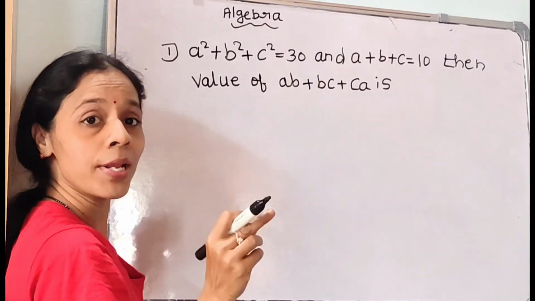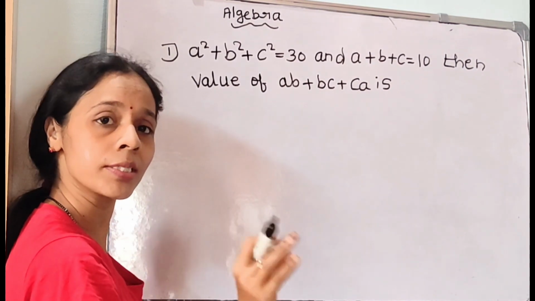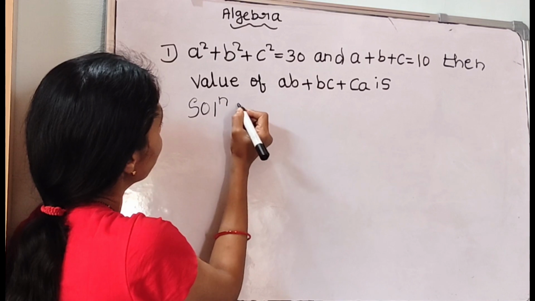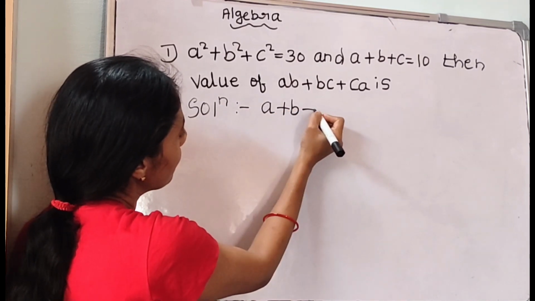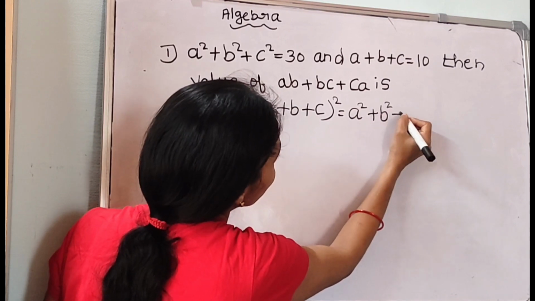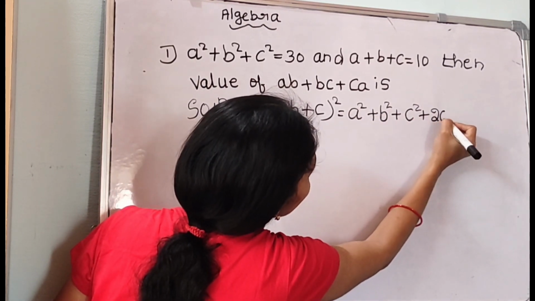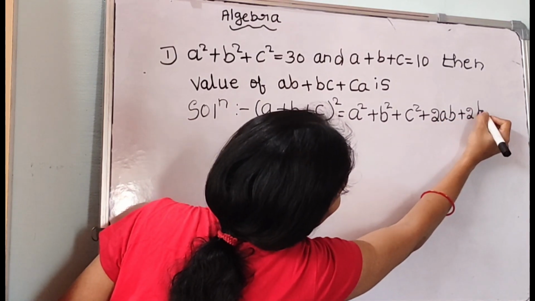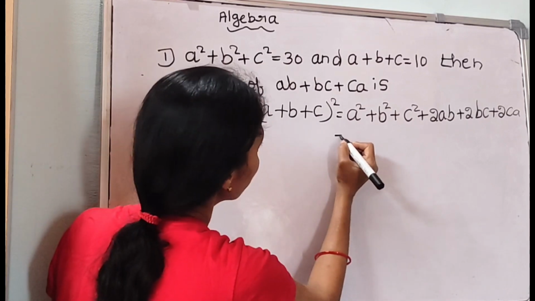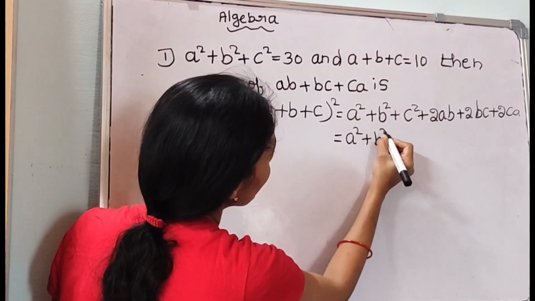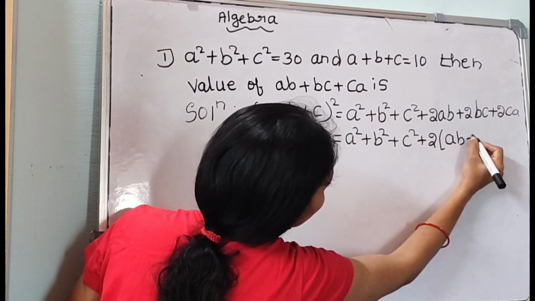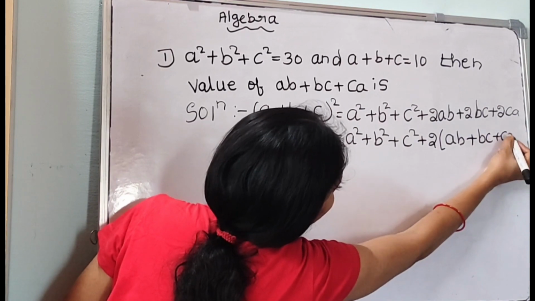We already know that (a plus b plus c) whole square is equal to a square plus b square plus c square plus 2ab plus 2bc plus 2ca. We use that formula. (a plus b plus c) whole square is equal to a square plus b square plus c square plus 2ab plus 2bc plus 2ca. After a square plus b square plus c square, take 2 common, so ab plus bc plus ca.